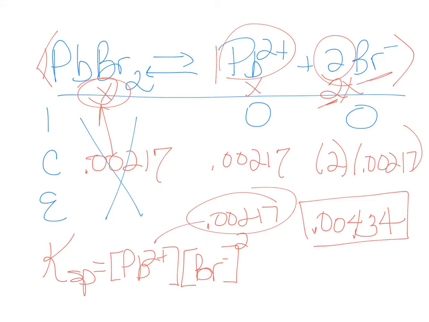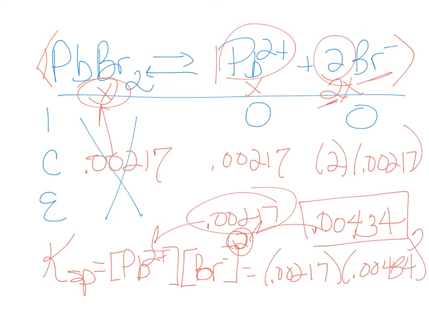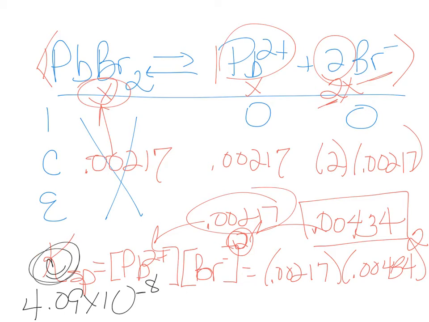Now I can plug into the expression for KSP, being very careful to not forget the superscript. So 0.00217 times 0.00434 squared. And so your final answer here would be 4.09 times 10 to the minus 8. That would be the KSP value, which was part C on the original question.